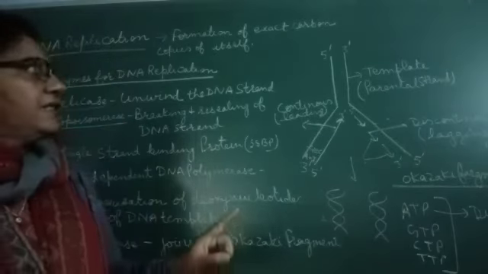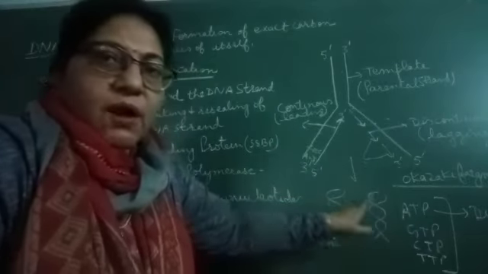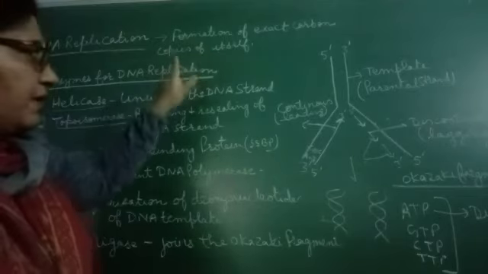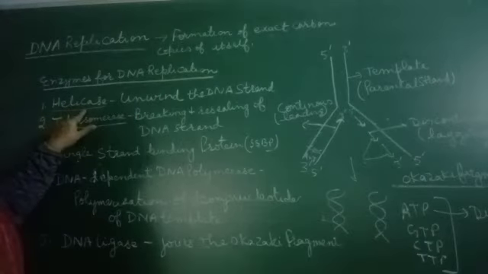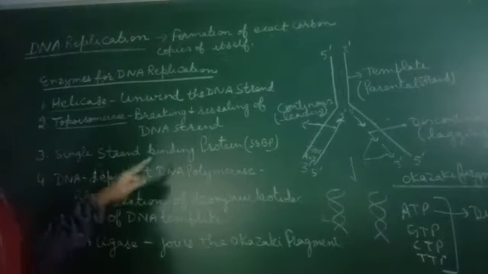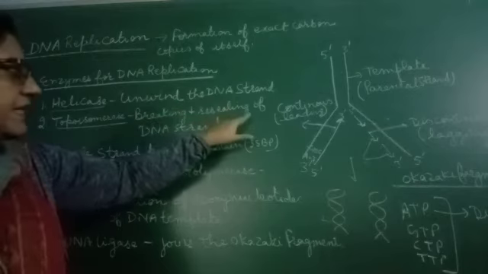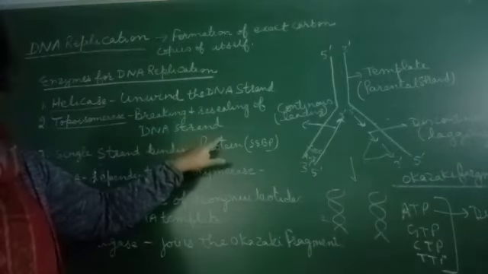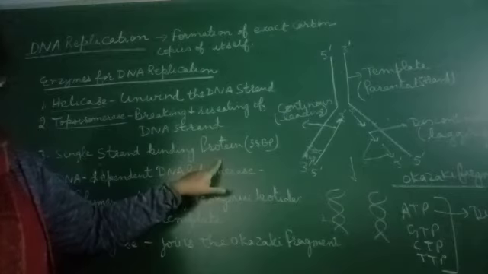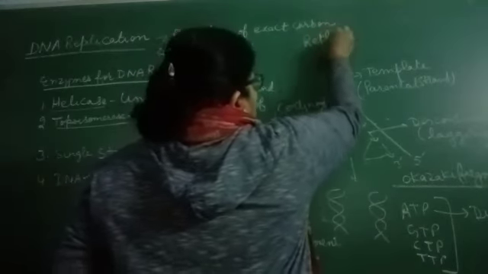So what is DNA replication? In which you get the carbon copies or exact copies of the DNA itself, with the help of the enzyme helicase, which helps in unwinding the hydrogen bonds. Then topoisomerase, which helps in breaking and resealing of a DNA strand. They give stability to the breaking and resealing with the help of a replication fork.